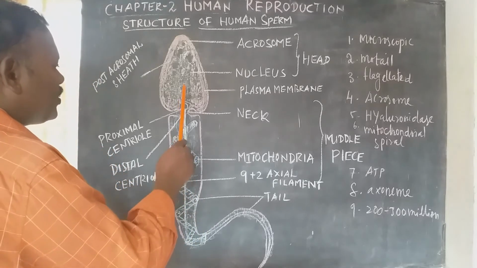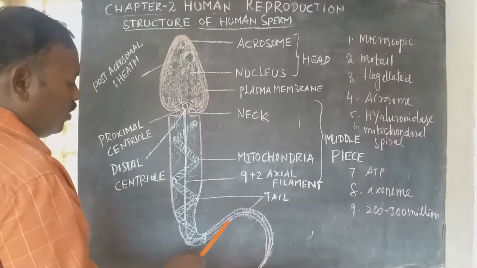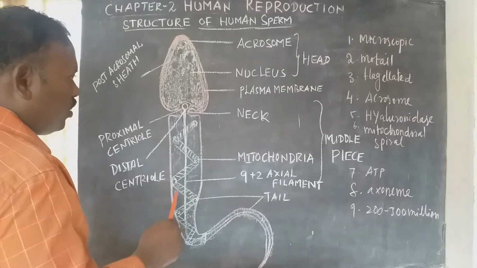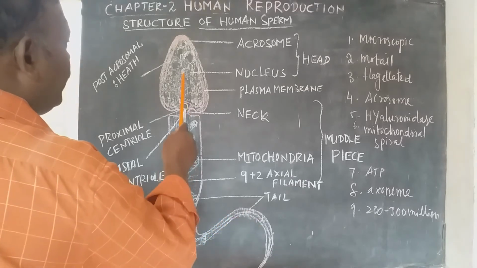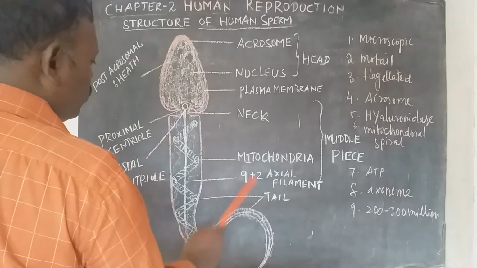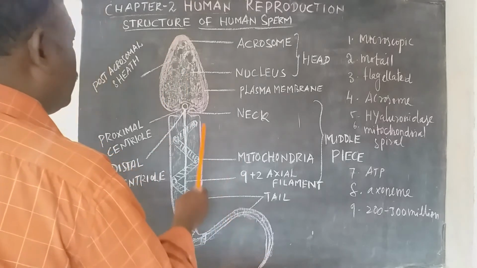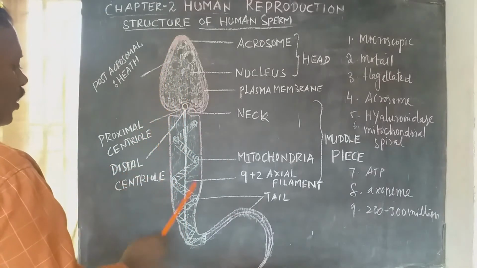It is flagellated. The flagellum is a locomotory organ, so it is called flagellate. This is the anterior region and this one is the posterior region. So this sperm consists of head, neck and tail.